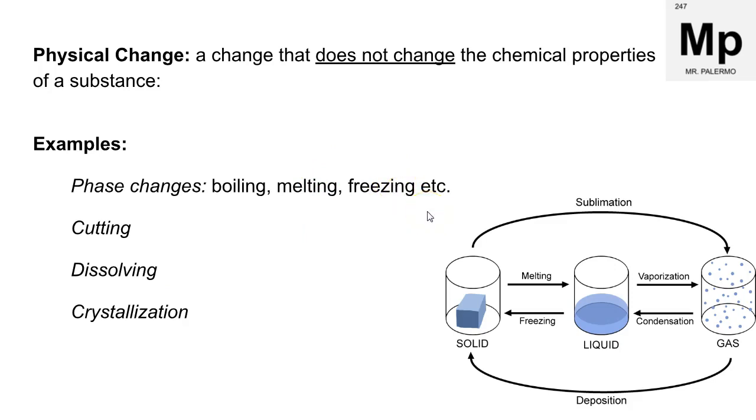So for example, if we have solid water we call ice, if we melt that or we boil that, it is still H2O. It's still made of the same things, has the same chemical properties. We're just changing the phase of matter. Also cutting or ripping, dissolving, crystallization, these are all physical changes because we're not changing the substance.